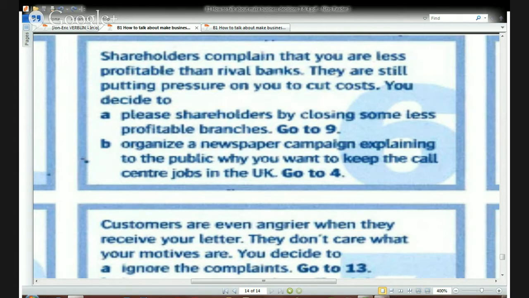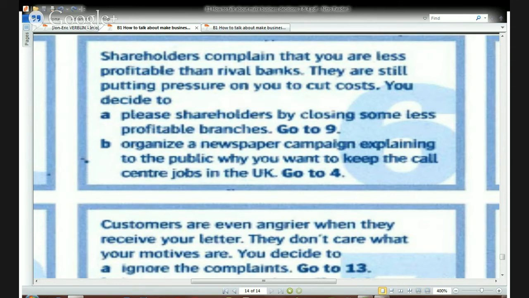Shareholders complain that you are less profitable than rival banks. They are still putting pressure on you to cut costs. You decide to: A, please shareholders by closing some less profitable branches; or B, organize a newspaper campaign explaining to the public why you want to keep the call center jobs in the UK.